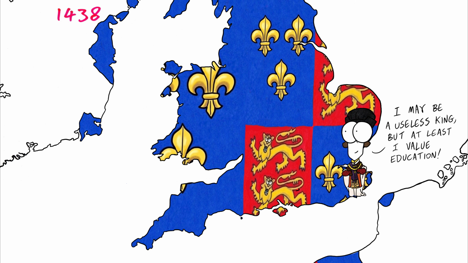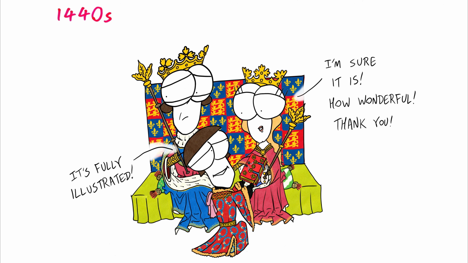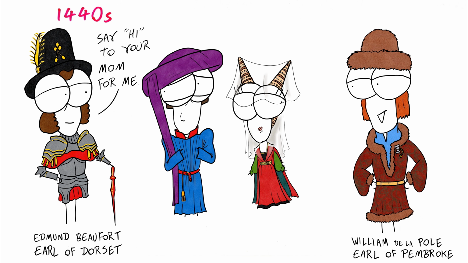Henry left a long legacy of education in England, having founded several institutions such as All Souls College, Oxford, Eton College, and King's College, Cambridge. Margaret was a strong player in Henry's court, often making up for the king's timid nature. The king and queen held Edmund Beaufort and William Delapole in high regard.